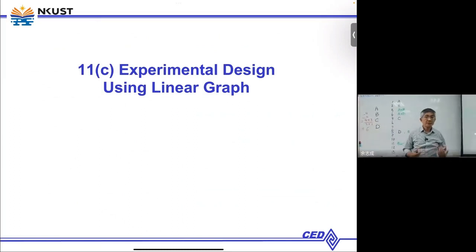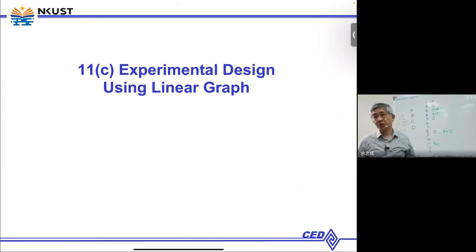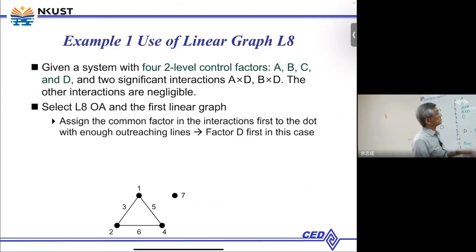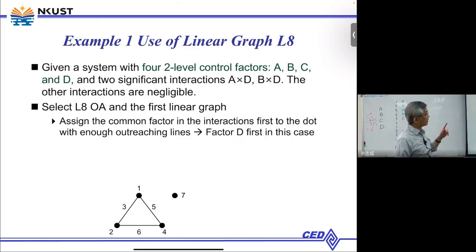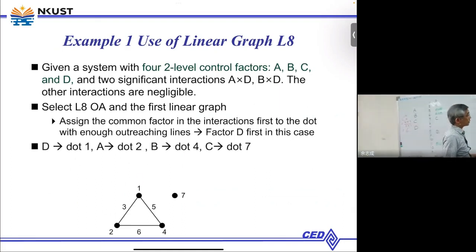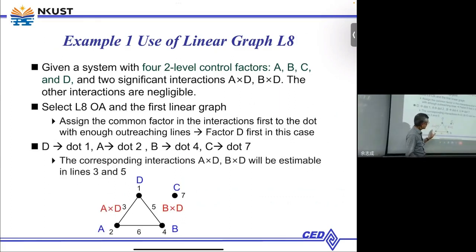So let's try more examples. How do you arrange your design of experiment using the linear graph? I already showed you one example. Here, A, B, C, D, all right? And we want to analyze the interactions AD and BD. This is the example I showed you, and you can see this is one of the possible arrangements which makes sure these two interactions can be estimated.